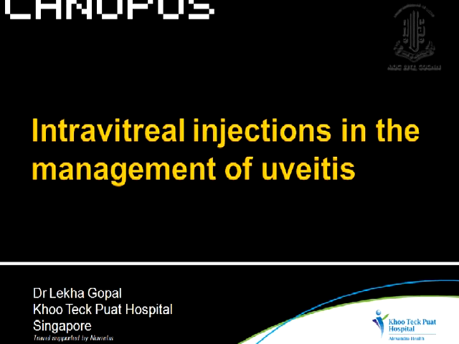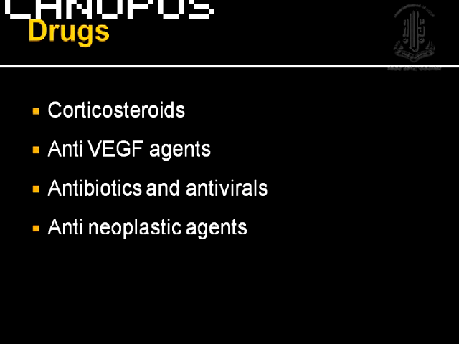I'll be talking on management of uveitis with intravitreal injection. It's a small topic of uveitis, but of course it does play an important role. The drugs which we use mainly are corticosteroids, which are the most commonly used ones. The other ones are anti-VEGF agents, which are gaining popularity nowadays. The other group of drugs are antibiotics and antivirals. The last group is anti-neoplastic agents.